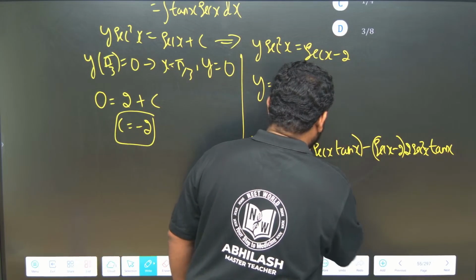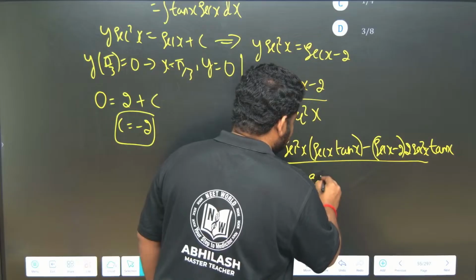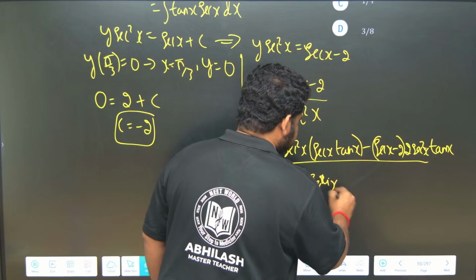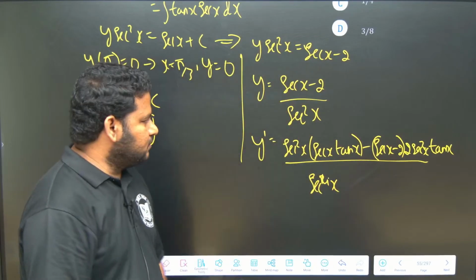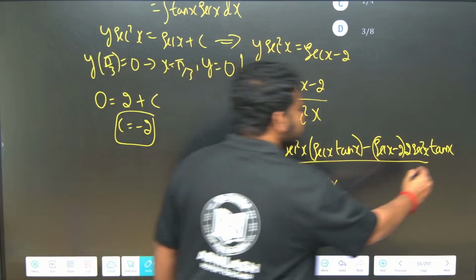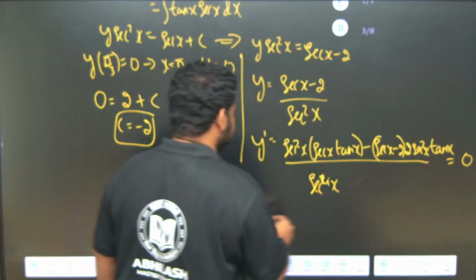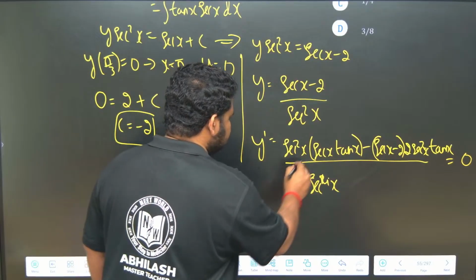So this is what I have. In the denominator it is secant square whole square, that is secant power 4x. Secant power 4x, this is what I have. Now I should equate this to 0. If I equate this to 0, I will get y dash is equal to this.